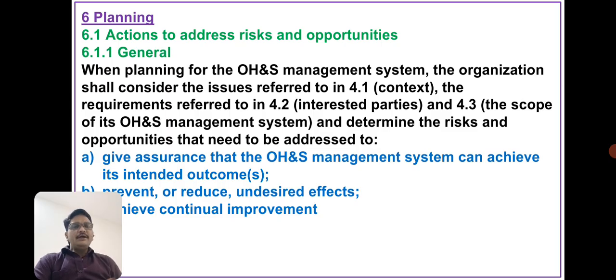That is, when planning for the OHS management system, the organization shall consider the issues from 4.1 and the needs and expectations from 4.2, and next the scope of the OHS management system, that is 4.3, to give the assurance that the OHS management system can achieve its intended outcome, prevent or reduce undesirable effects, and achieve continual improvement.